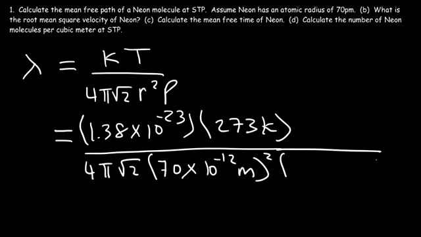Now the pressure at STP is 1 atm. However, the units that we need have to be in pascals, which is newtons per square meter. So 1 atm is 101,300 pascals. So now go ahead and plug in everything and get the answer for part A.